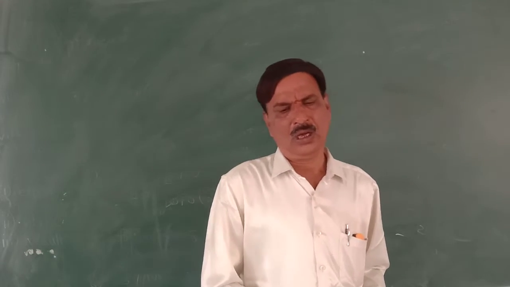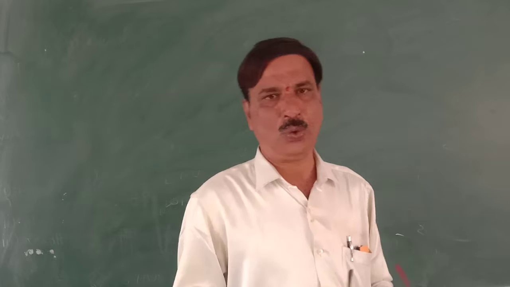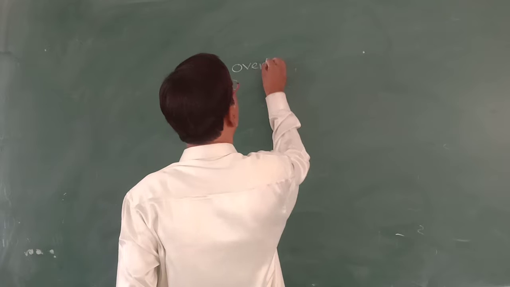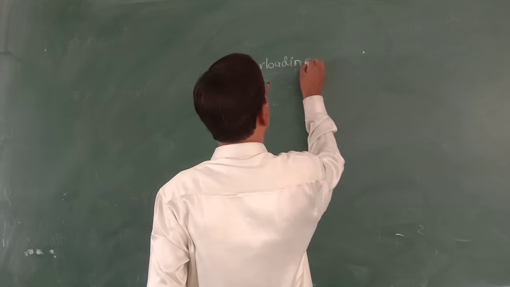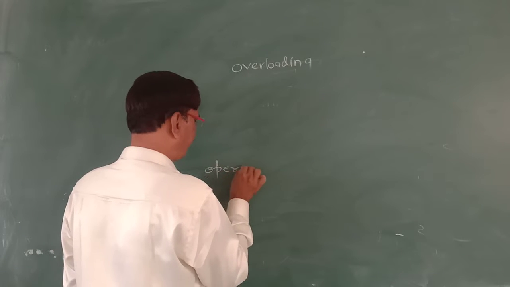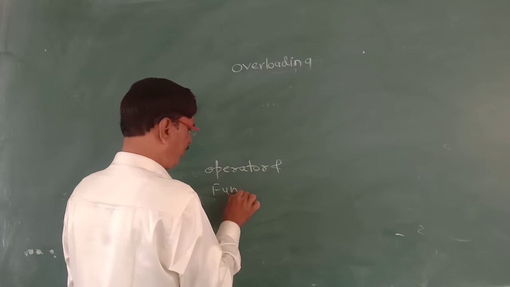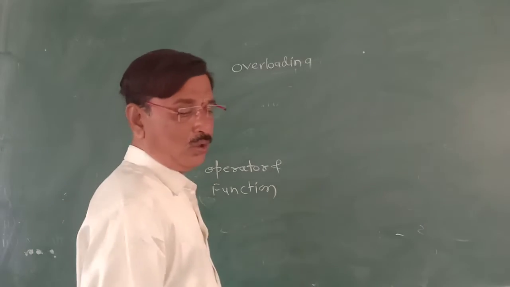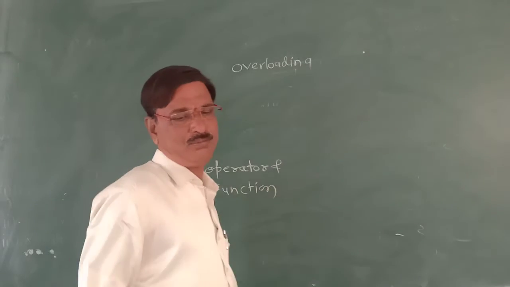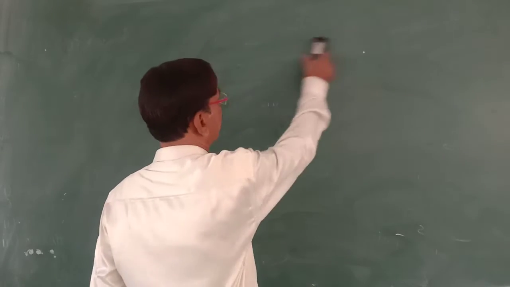Now, we have seen first operator overloading, then function overloading. So overloading of two things, that is operator and function. When operators are overloaded, when function is overloaded, it takes a new form, and hence operator overloading and function overloading are called polymorphism.